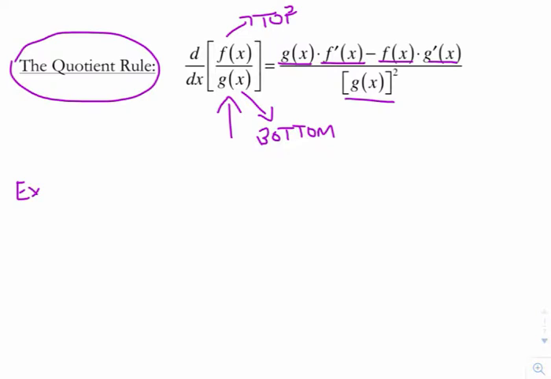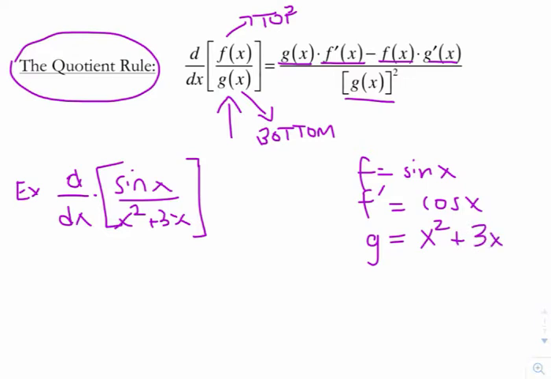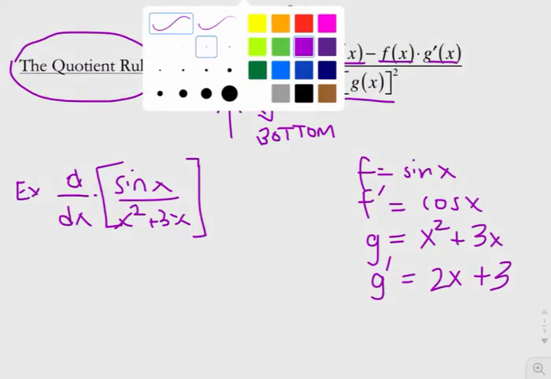So let's say you want to find the derivative of sine x over x squared plus 3x. So the top function is sine x. The derivative of that is going to be cosine x. The bottom is x squared plus 3x. The derivative of that is 2x plus 3. As you get better at this, you're not going to need to write that on the side.